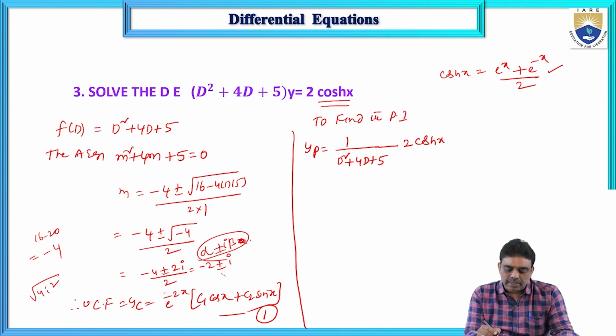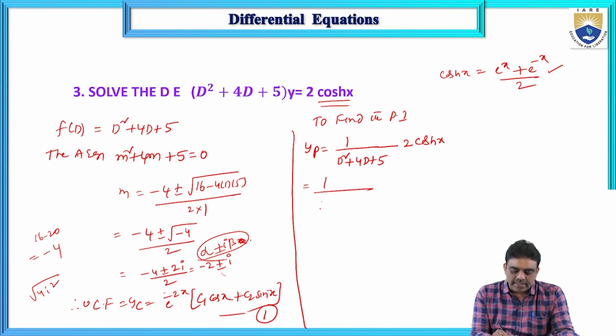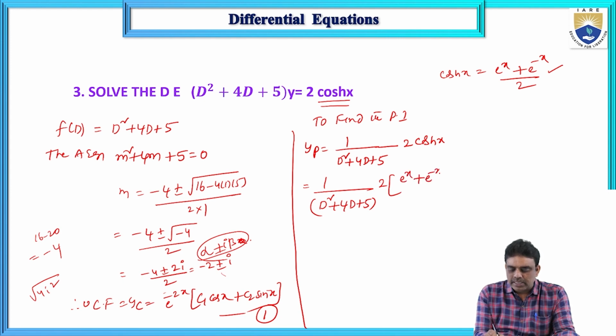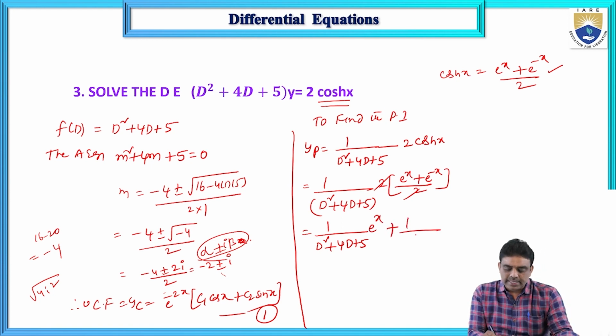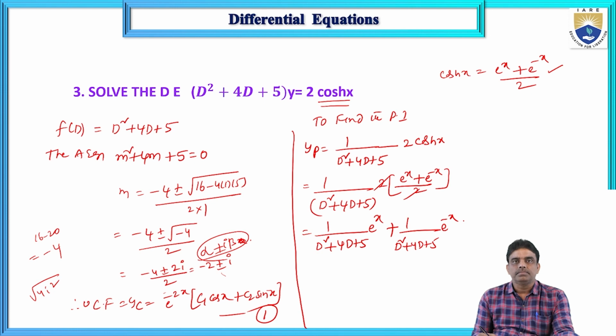So cosh x is replaced by, how can I write? 1 by D square plus 4D plus 5 of 2 into cosh x means what? e power x plus e power minus x by 2, the 2 cancels. It is 1 by D square plus 4D plus 5 of e power x. And I am splitting it here, and the second function is 1 by D square plus 4D plus 5 of e power minus x.